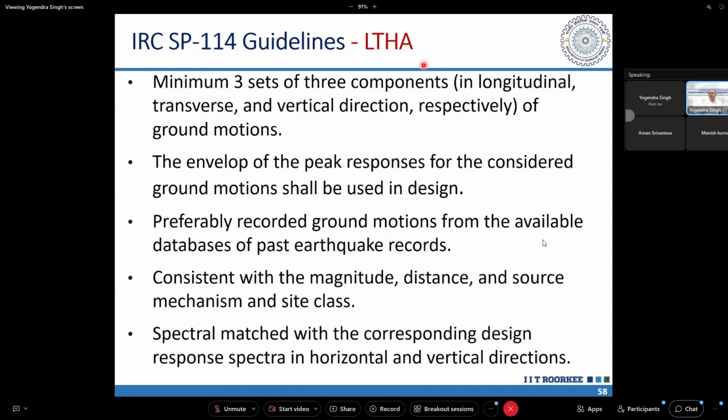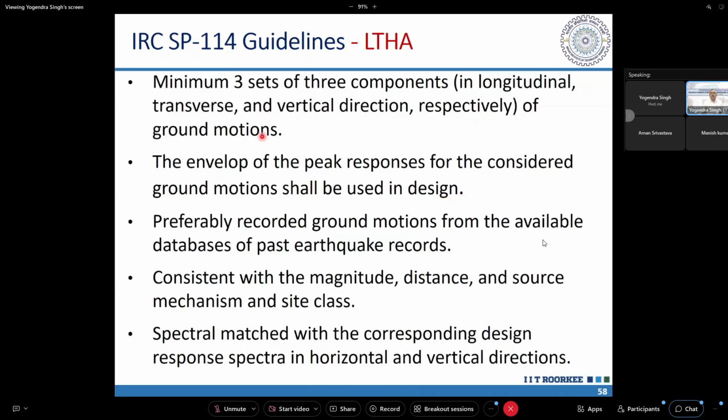Now, recently, this IRC SP114 is getting revised. It is under revision, and some changes have been suggested and some guidelines have been given for time history analysis. First, regarding linear time history analysis, this revised SP114 is suggesting that we should have a minimum of three sets of three-component ground motions. So we will consider three components in longitudinal, transverse, and vertical directions, and three such sets will be needed. These ground motions are to be selected in such a way that the envelope of peak responses of the considered ground motions shall be used.